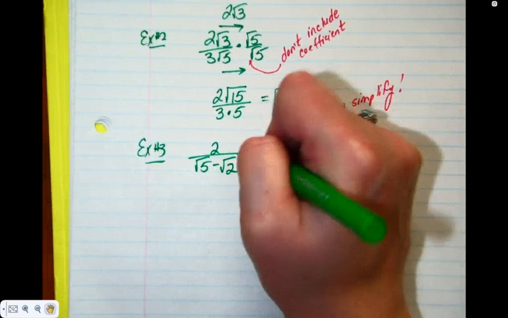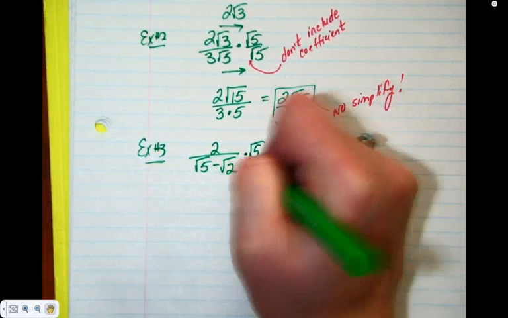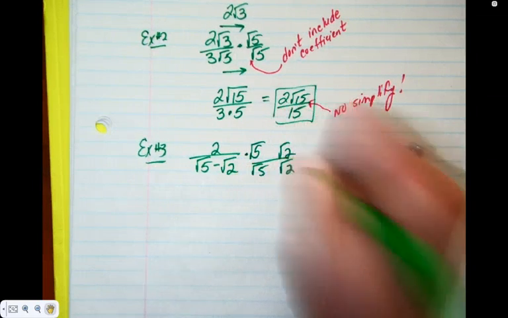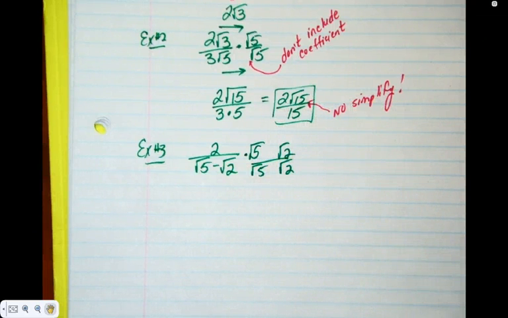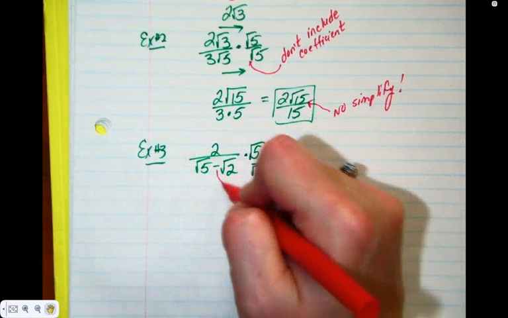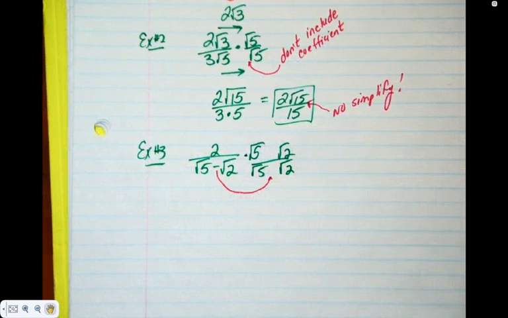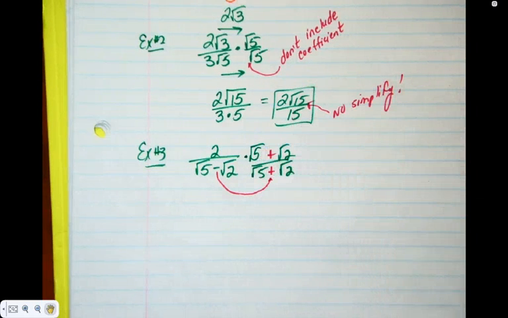So I'm going to multiply the top by the conjugate and the bottom by the conjugate. In order to get a conjugate, I take the same terms. What do I do with this negative that's in the original question? Change it to a positive. That's called the conjugate binomial.